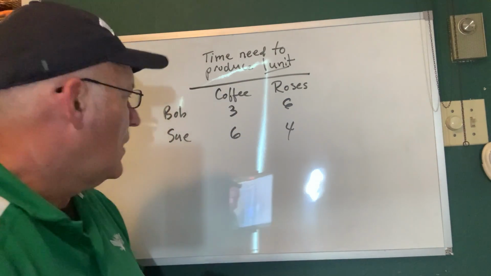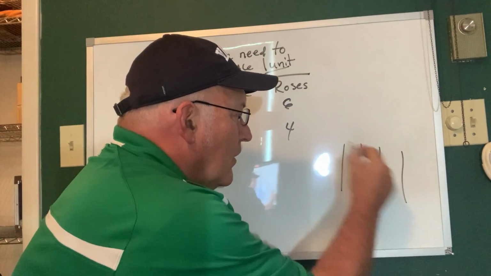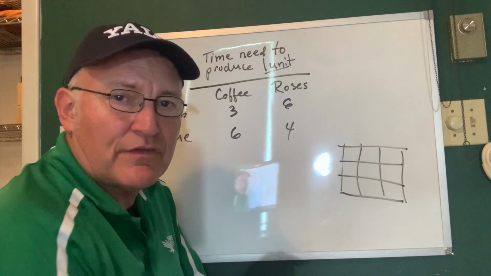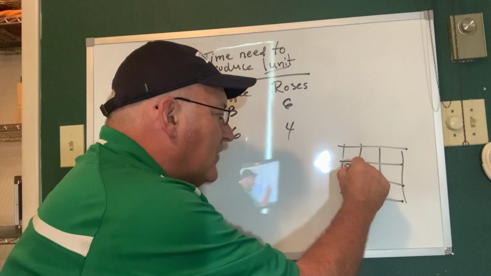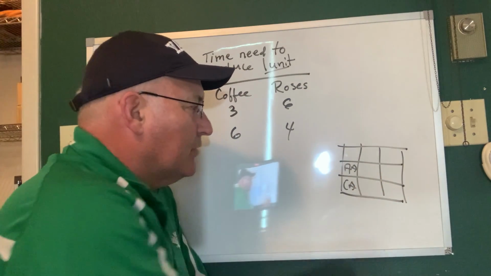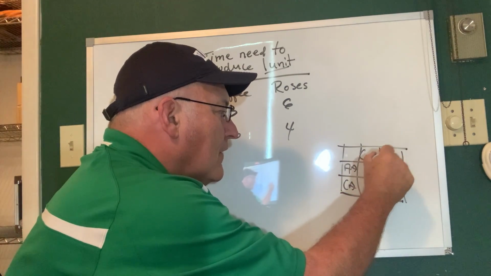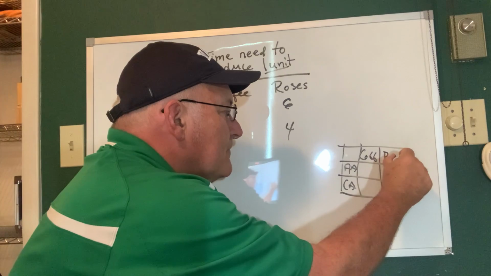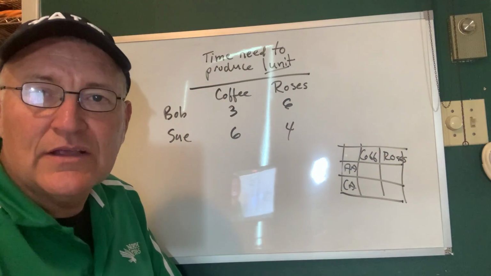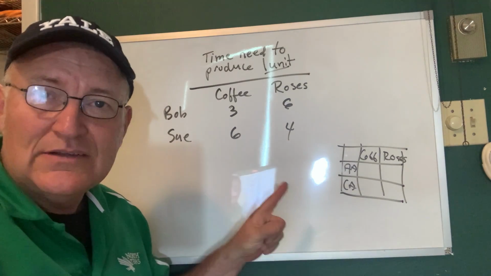So I'm going to make the same matrix over here. It's the same matrix that we used last time, where absolute advantage goes here, comparative advantage goes here. That's left blank. Our two outputs are coffee and then roses. And now we have to decide who has absolute advantage and comparative advantage, but based upon time.